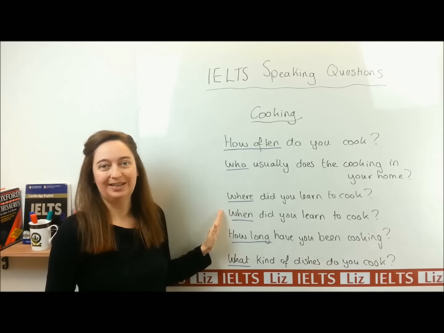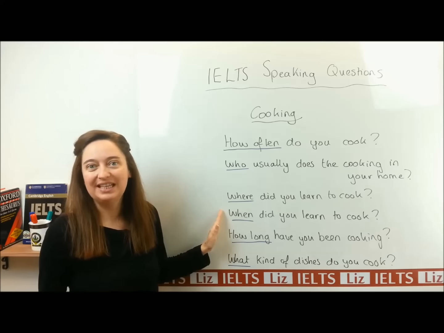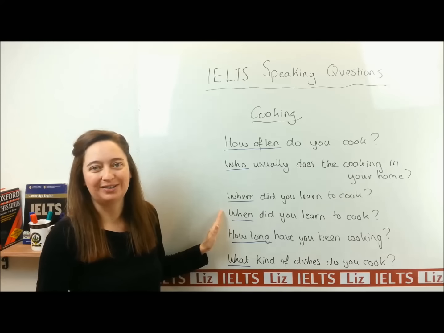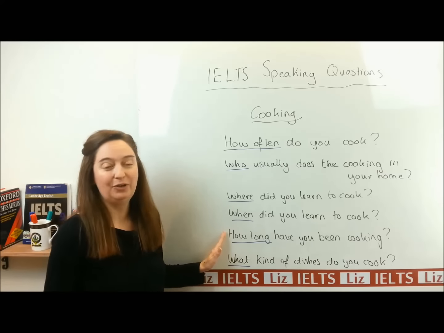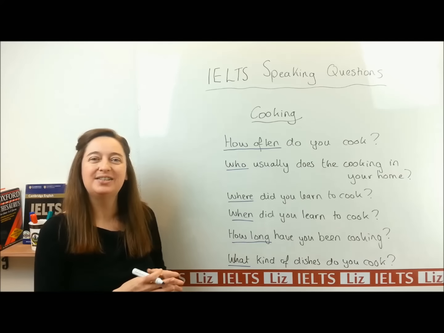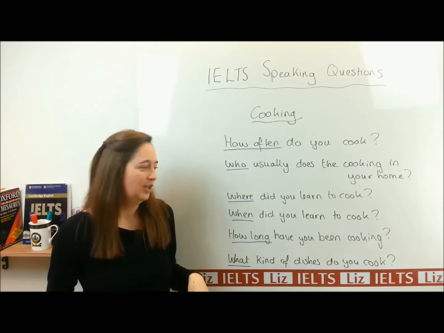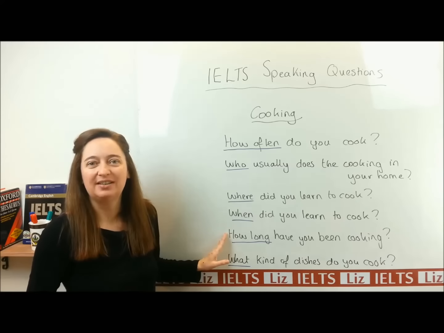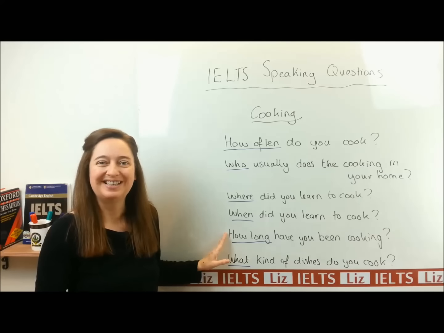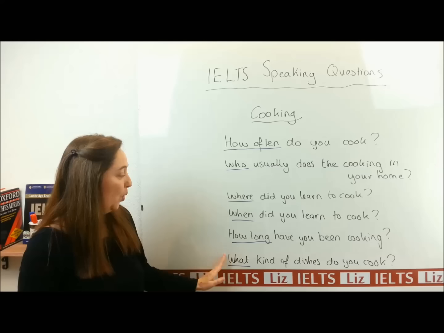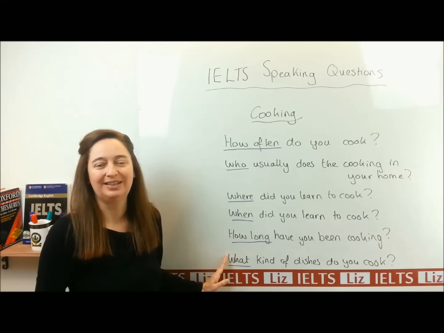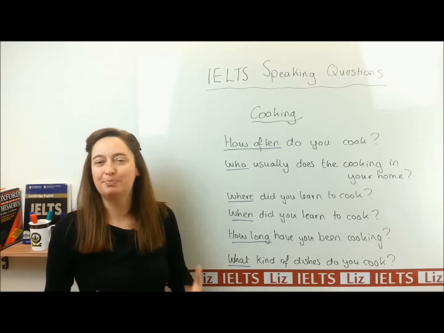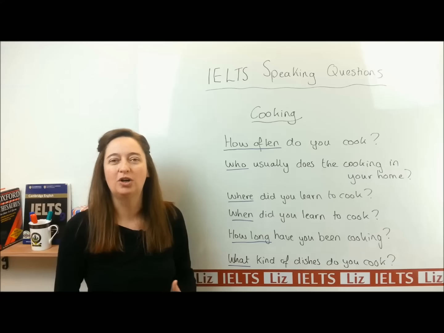When did you learn to cook? This is for a time. So for this you'll need to give a date, or for example, 10 years ago, or when I was a child. How long have you been cooking? Another common question. This is about the length of time. So you could say, I've been cooking for 6 years, and that means I started cooking 6 years ago. And of course, what kind of dishes do you like? This is also a common question. So, for example, do you like spicy dishes, chicken dishes, what kind?